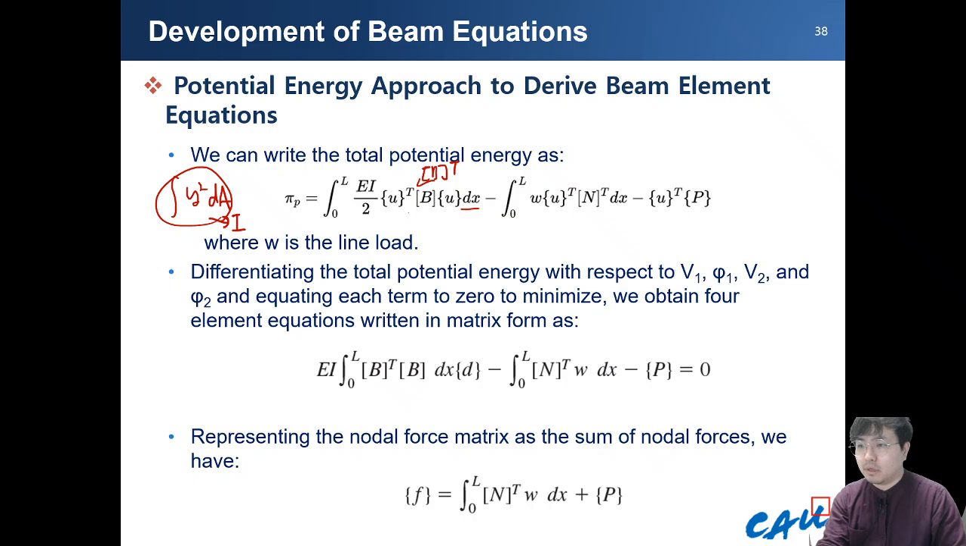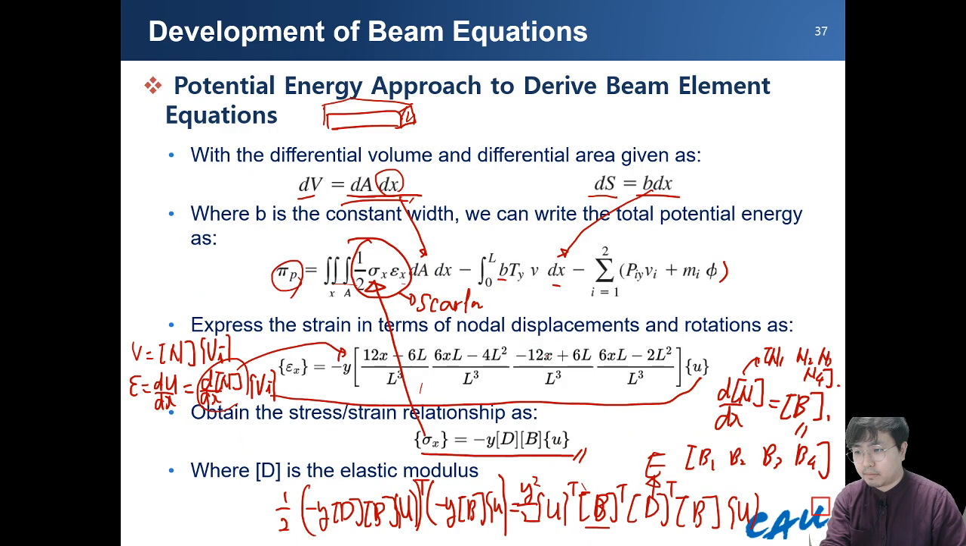Okay, and then how about the second term? This part can also be expressed. b is some scalar length, and t is some distributed force, and v is some displacement vector. So this v can be changed to the shape function, and then v, and it looks like this.